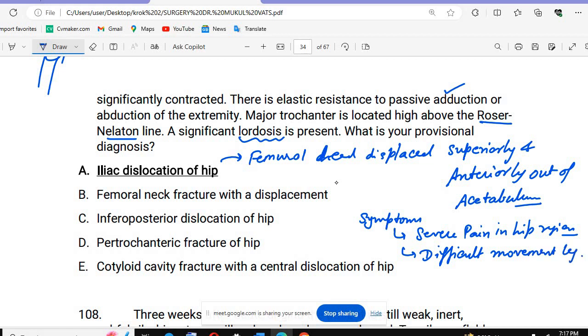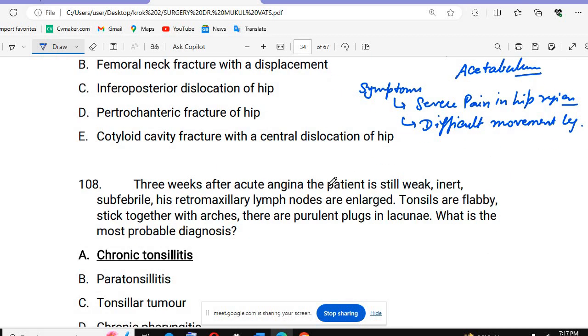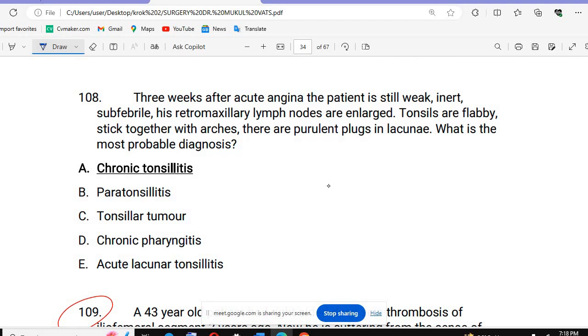Okay, so these are the features you will see: there is some resistance to the passive adduction or abduction of the extremity, meaning movement will be difficult. You need to remember that. After that, the next question: 3 weeks after the acute angina.